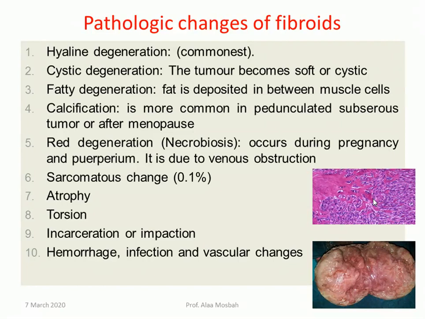Atrophy, torsion, incarceration or impaction in the pelvis, hemorrhage, infection, and vascular changes are other complications that may occur in fibroid. And in this picture, this is one of my cases with red degeneration that occurred during pregnancy.